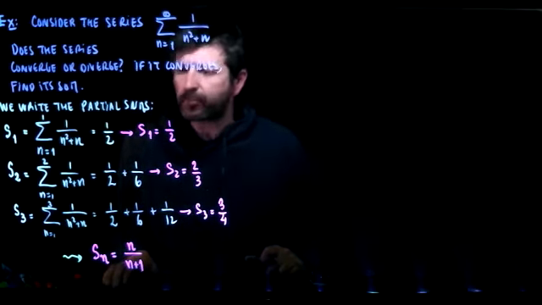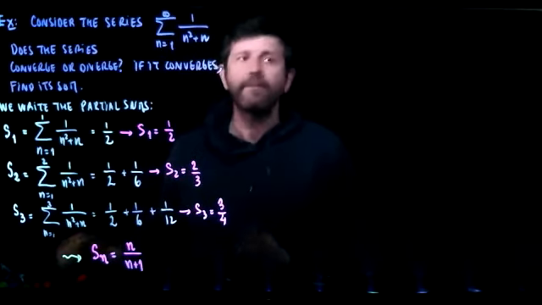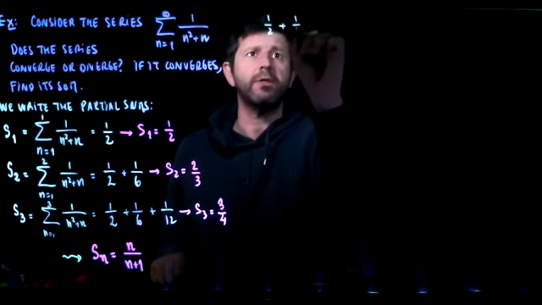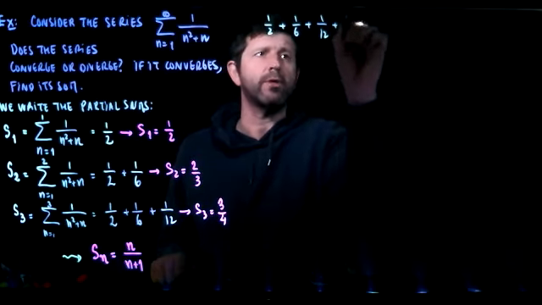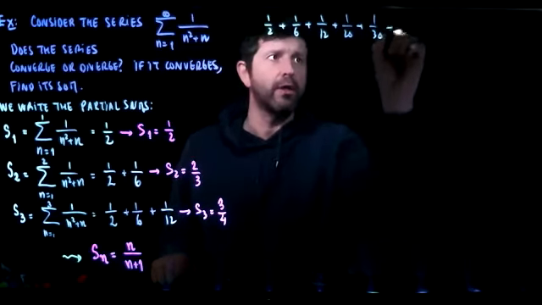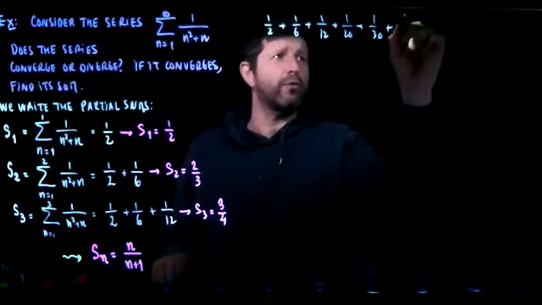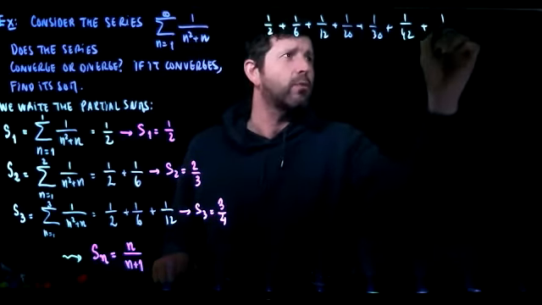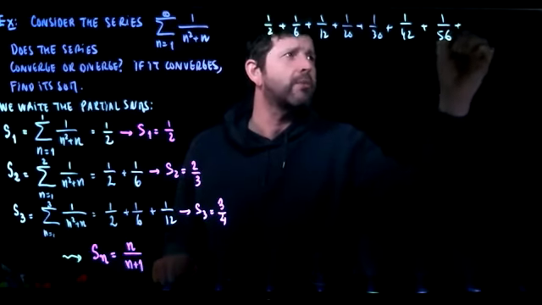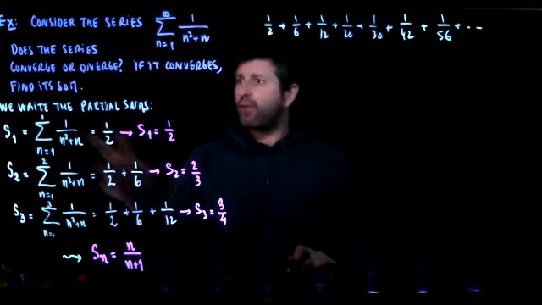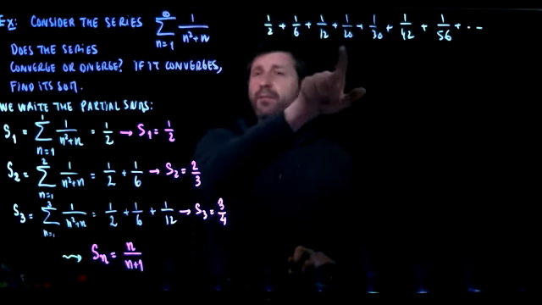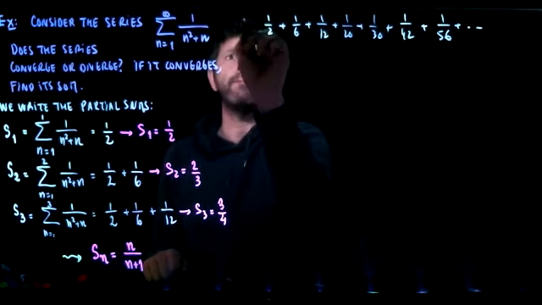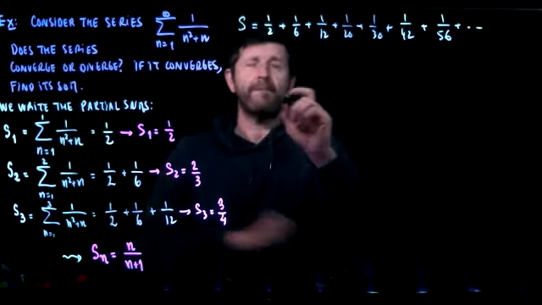What I'm doing here is like this. My series goes 1/2 plus 1/6 plus 1/12 plus 1/20 plus 1/30 plus 1/42, I think, plus 1/56, I think, and so on. That's my series. If you expand this, that's what you'll get. That's my big sum.